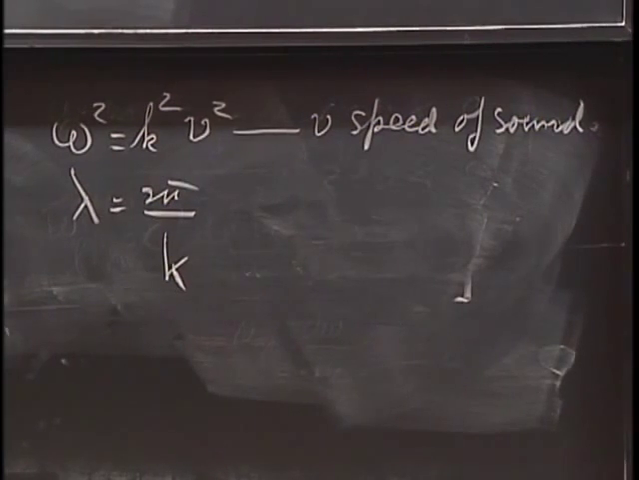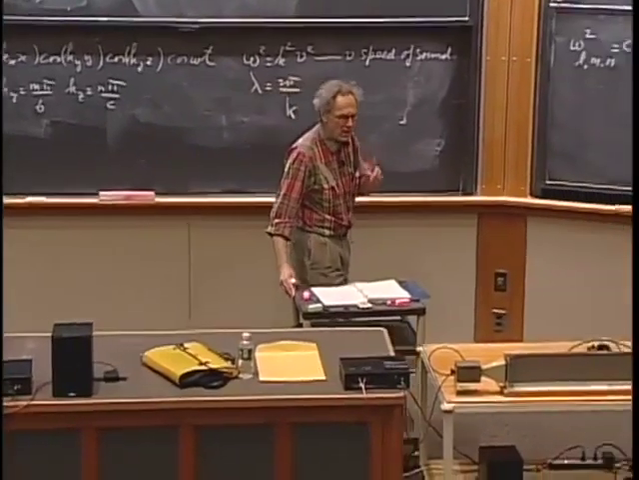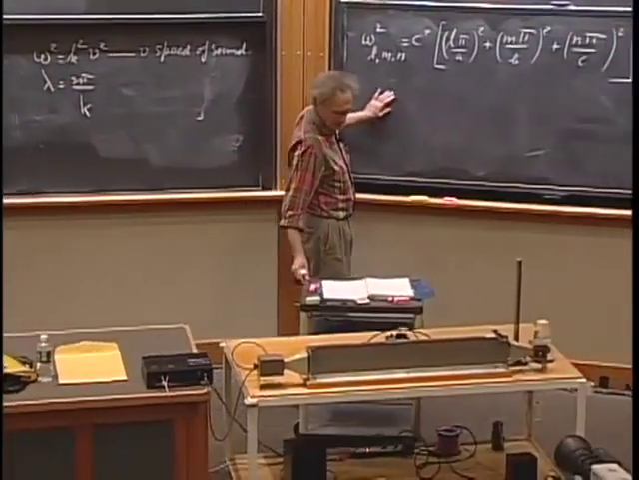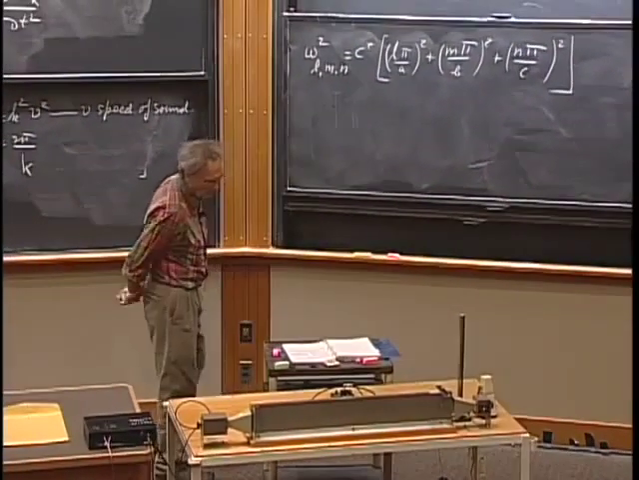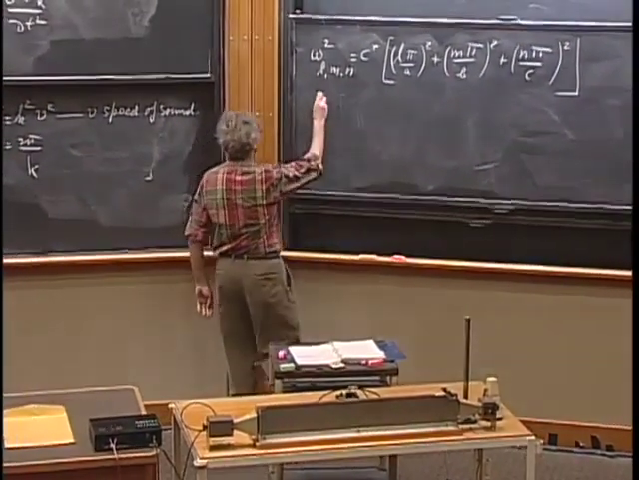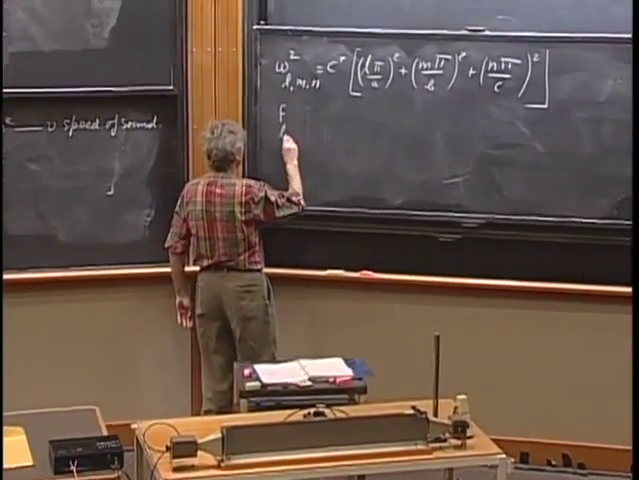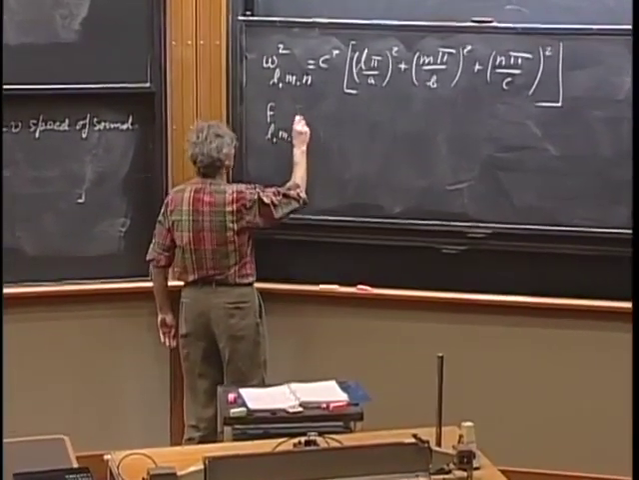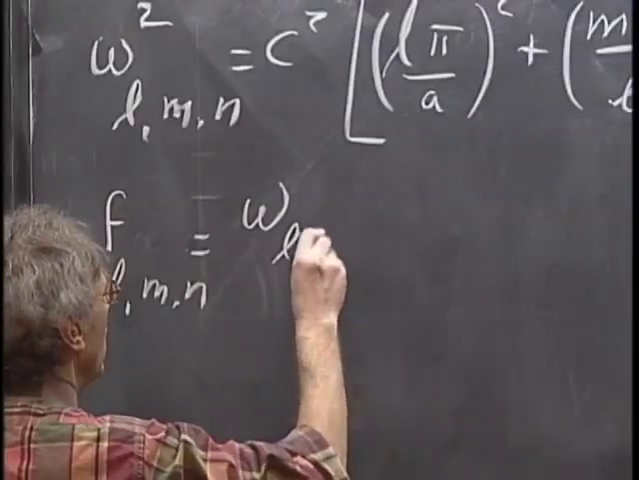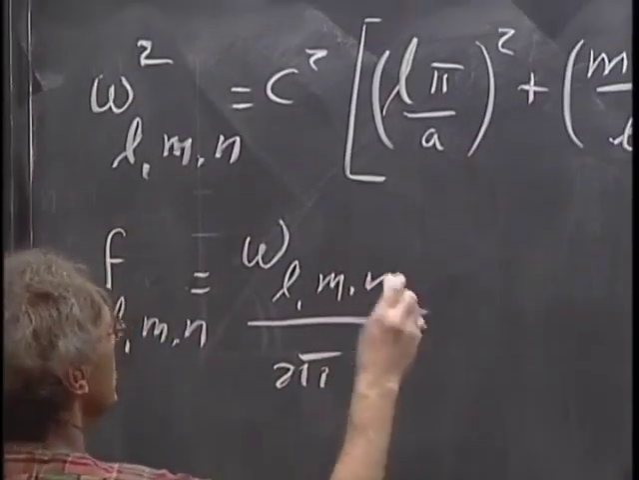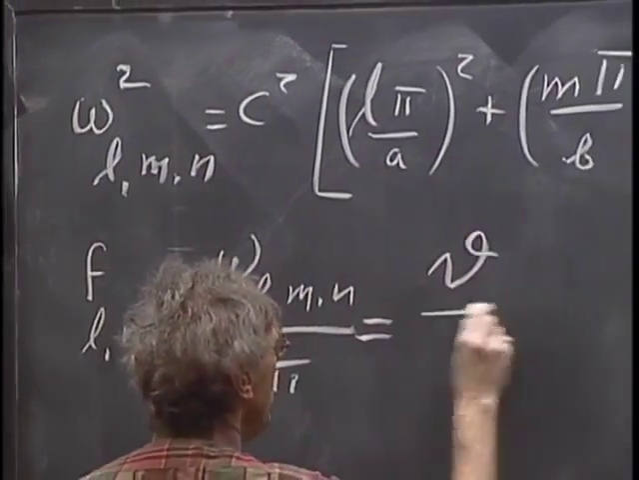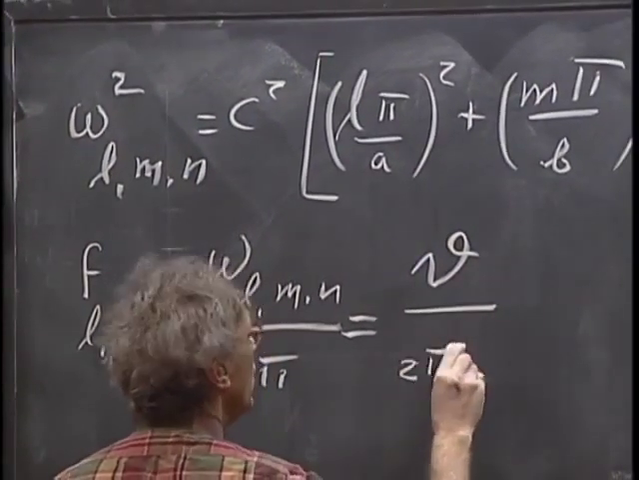I'm going to rewrite that equation on the blackboard in terms of frequency in hertz, because it's going to play a key role in the demonstration that is coming. It is exactly the same result that you see here, but I'm going to write it now as f as a function of l, m, n, which is omega l m n divided by 2 pi, which is therefore v, the speed of sound, divided by 2 pi.